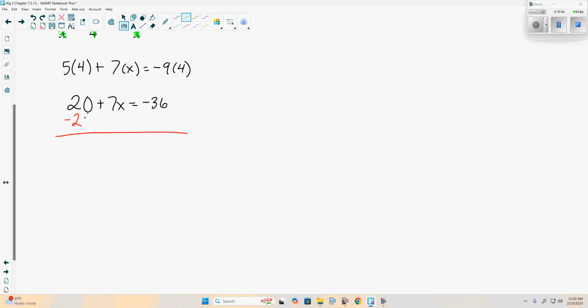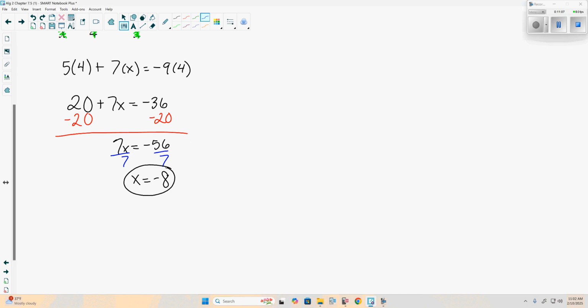So the first thing we can do here is subtract 20 from both sides. Telling us that 7x is equal to negative 56. And lastly, we can divide both sides by 7, telling us x is equal to negative 8. Is that one of our restrictions? Nope. So that's the solution.